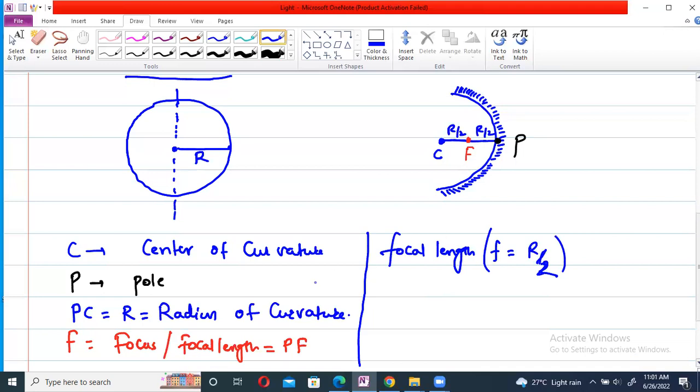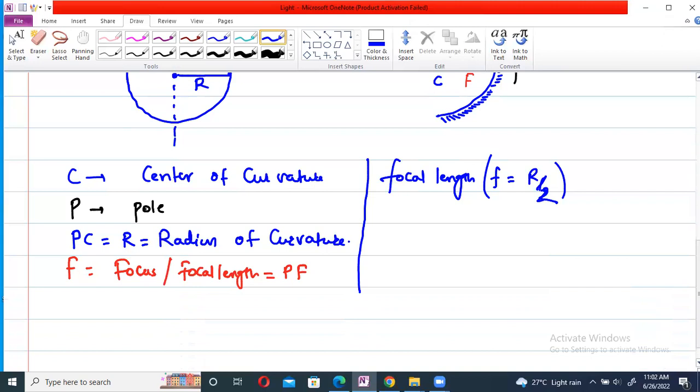C is the center of curvature, P is the pole. Between the center of curvature and the pole, we have the point F called the focus or focal length. Focal length is actually P to F, not C to F, but P to F. Focal length is denoted as F, and that is equal to R by 2.